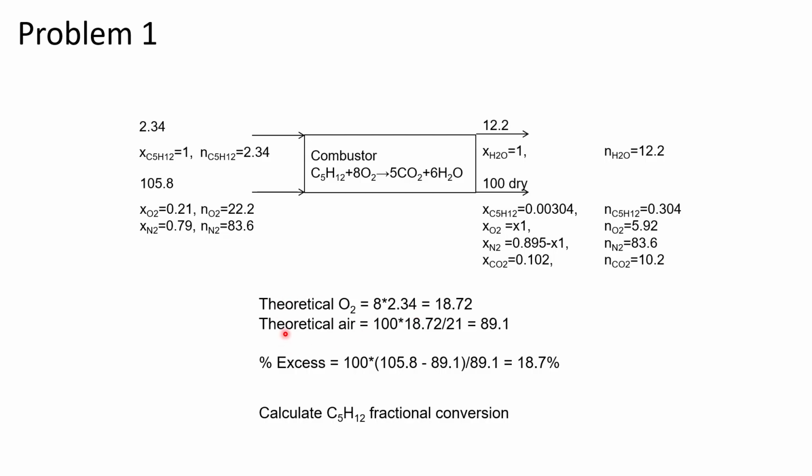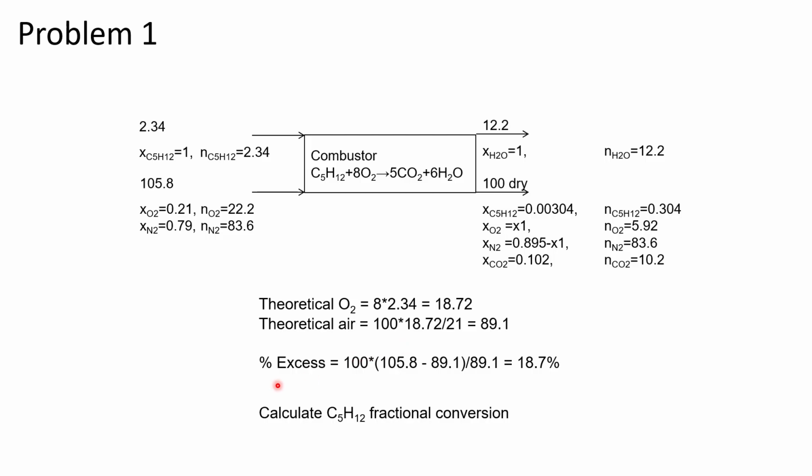The theoretical air we can calculate by taking the flow rate of oxygen and then multiplying that. There's 100 total moles of air per 21 moles of oxygen, so air is 21% oxygen. So if we take the ratio of 100 to 21 and multiply that by 18.72, that will give us the total airflow, which is 89.1. You can think of this that if we take 0.21 times this number, it has to be equal to the theoretical oxygen. So essentially what we did is just divide by 0.21 here in this equation. You can verify that for yourself.